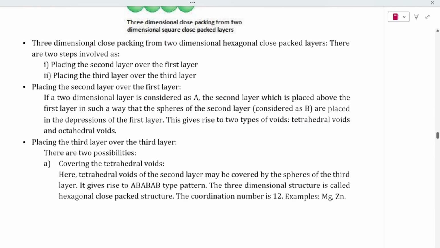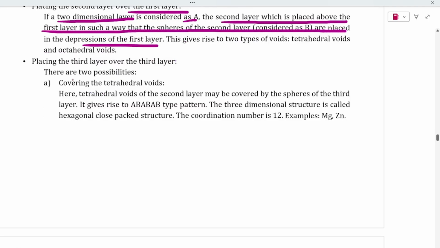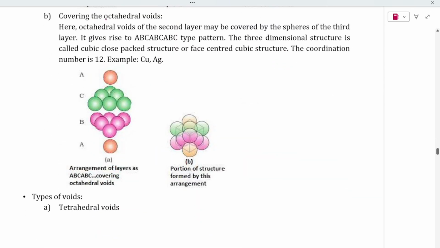If you take close packing from 2-dimensional hexagonal close-packed layers, the second layer is placed over the first layer. The first 2-dimensional layer is considered as A, and the second layer is placed above it in such a way that its spheres sit in the depressions of the first layer. This gives types of voids. Voids are nothing but gaps, that is, tetrahedral and octahedral. And there are two possibilities for the third layer, tetrahedral and octahedral. Octa means 8.